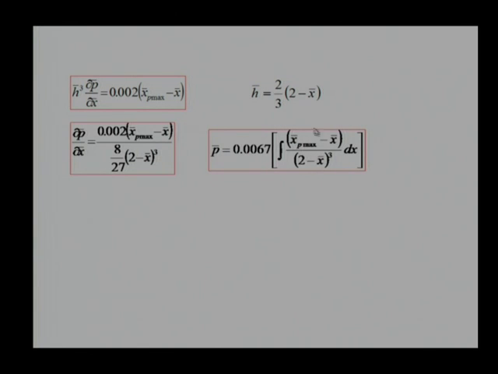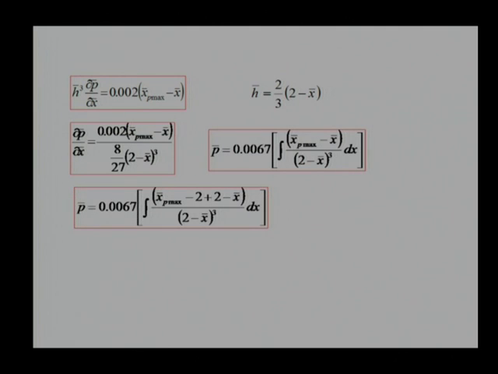So, this term is a function of x bar, this term is a function of x bar, and the remaining will be constant, so it will come out of the integration bracket. This constant is 0.0067, and whatever we get from this integration expression is going to decide what the pressure will be.